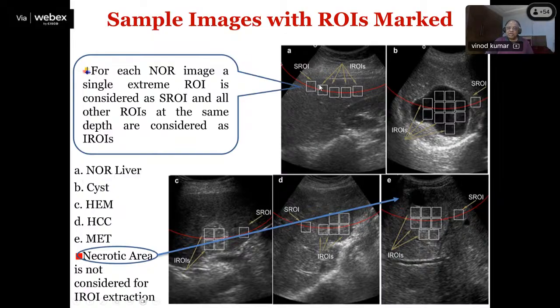So this is a normal liver. A is a normal liver. B is a cyst, a dark patch is there. C is hemangioma, where you will find we get a smaller number of patches. And D is HCC, again scattered. Metastasis, again scattered. So in normal, you will find that a larger number of patches you can get with one SROI.